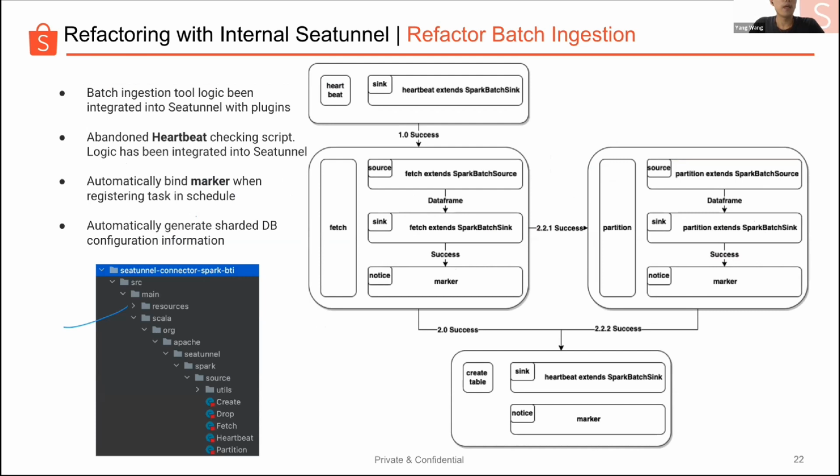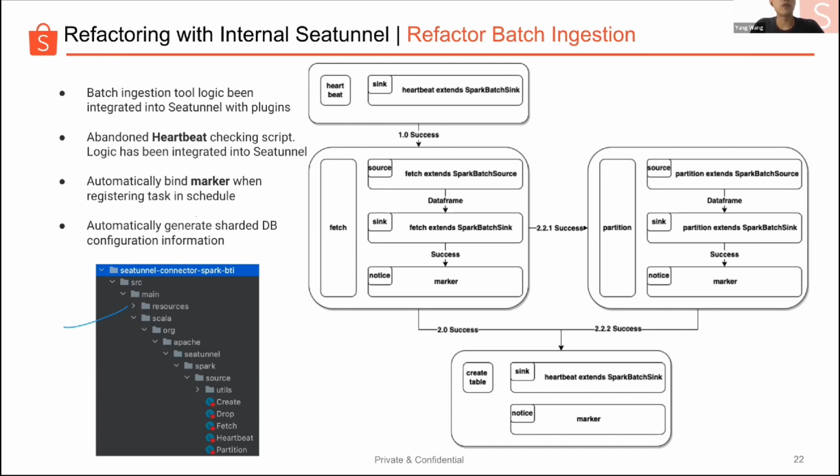We've already implemented batch ingestion in SeaTunnel as a plugin for source connector. Here's what we've done. Previously, heartbeat checking was a script triggered by Apache 9.5. We can think of it as an upstream dependency. Implementing heartbeat in SeaTunnel is simple. You only need to make the job fail when the heartbeat check fails.